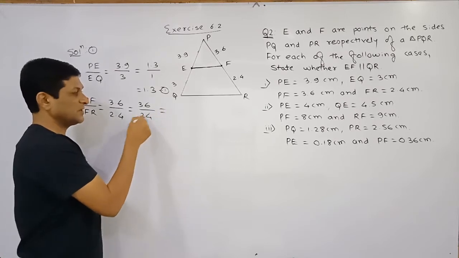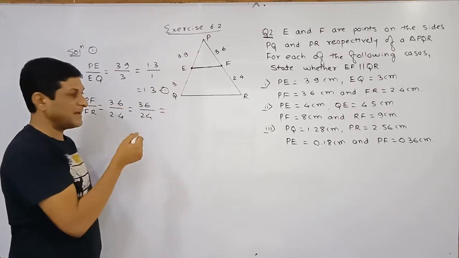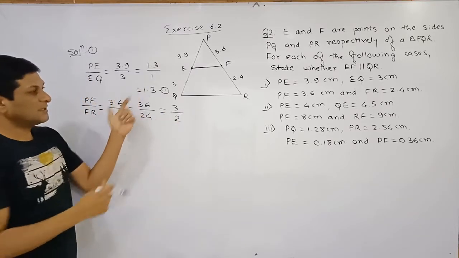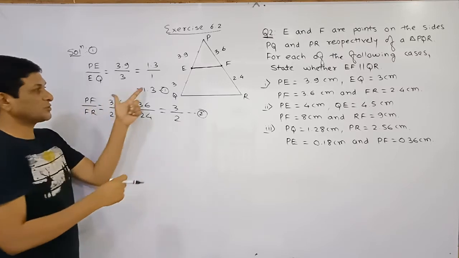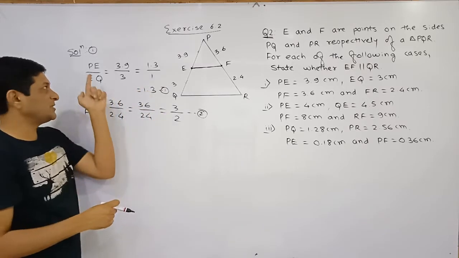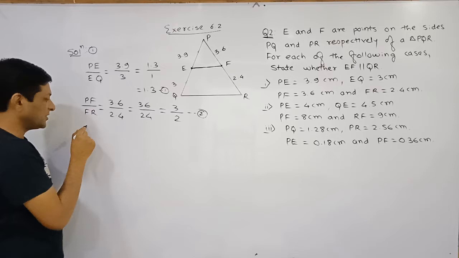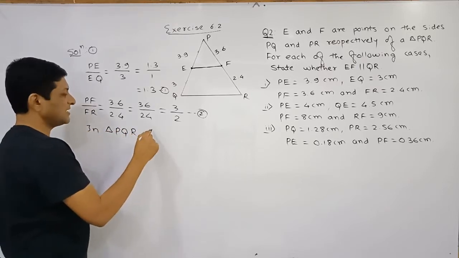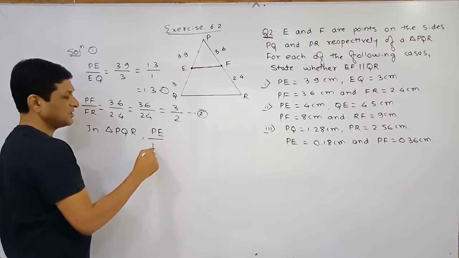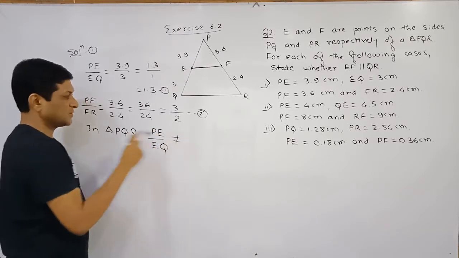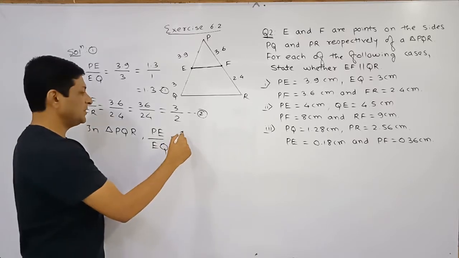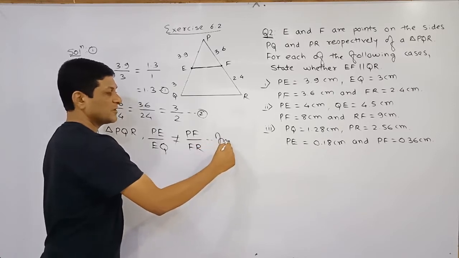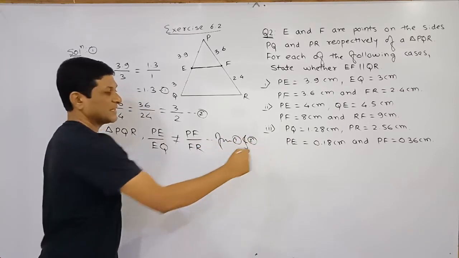So which is equal to, check whether both the numbers are divisible by 12. 12 threes are 36 and 12 twos are 24. So if you observe, these two values are unequal, meaning these ratios are unequal. So what result have we got here? In this triangle PQR, we can say that PE upon EQ is not equal to PF upon FR. This result we have got from equation first and second.